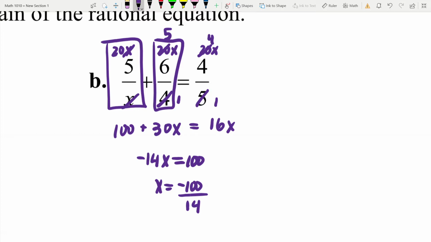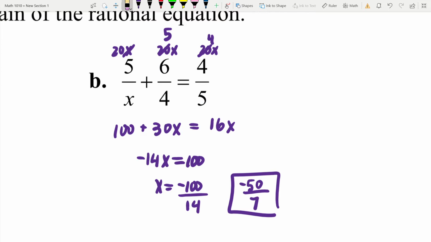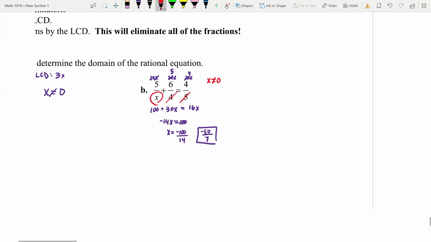Some of you are doing this. Is that an acceptable answer? You're leaving it like that. Is that acceptable? Yes or no? No, you can reduce it. So 2 goes into 100 50 times, 2 goes into 14 7 times, and that's it. Now I have to find the domain. All you have to do is set the bottom equal to 0. Well, 5 is never going to be 0, so that's not anything. 4 cannot be 0. Set that equal to 0. X can't be 0. That's not what I got for my answer, so I'm totally good. That's it. All right, question C.